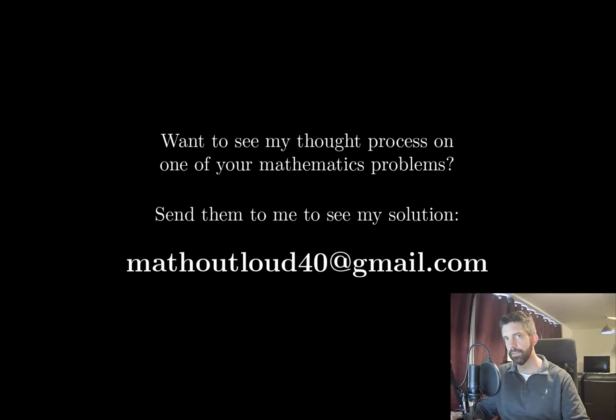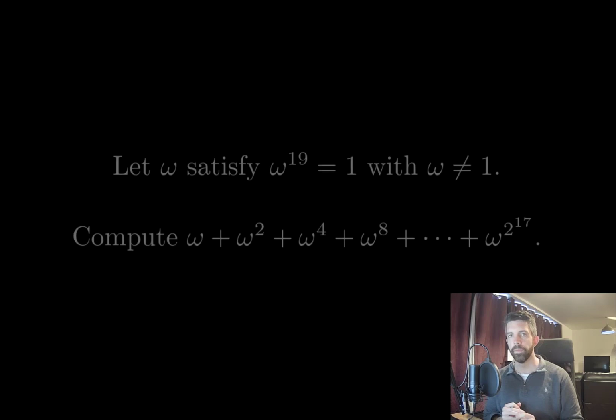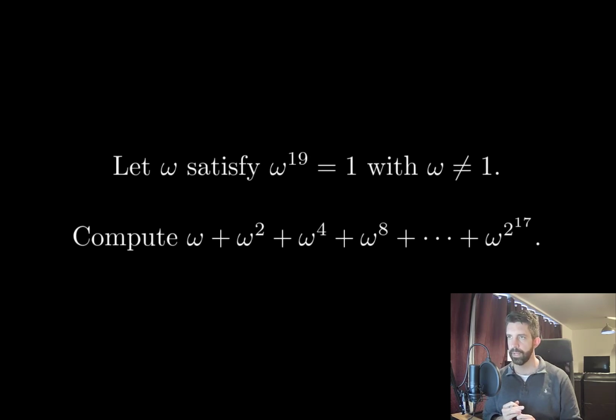Hello everyone, let's take a look at our next problem. So this problem comes from a viewer and it says, let omega be a root of x to the power of 19 equals 1, but omega is not equal to 1. Calculate omega plus omega squared plus omega to the 4 plus omega to the 8 and so on up to omega to the power of 2 to the power of 17.